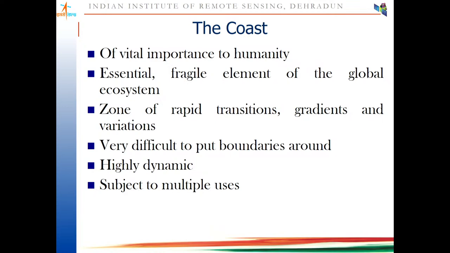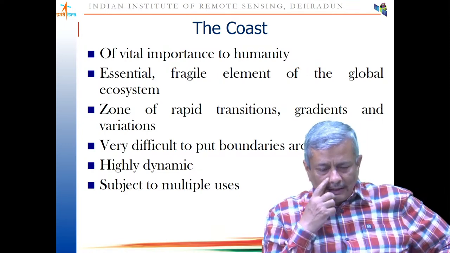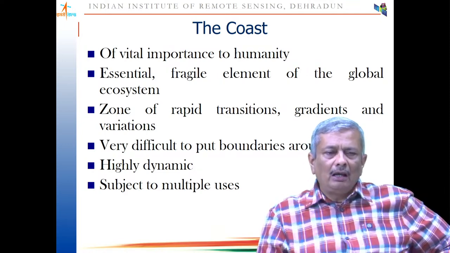So it is very difficult to define boundaries because it is a highly dynamic region. There is high tide, there is low tide. So it is very difficult to put a constant boundary and say this is the coastal zone, because with time the water comes and goes because of the attraction of the sun and the moon. We call it high tide, low tide, spring tide, neap tide. So it's a very dynamic area, and lots of population is living there.